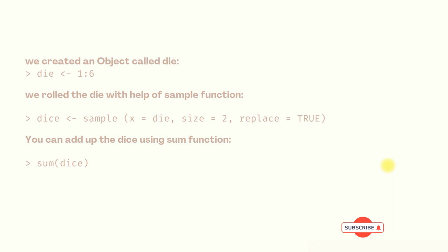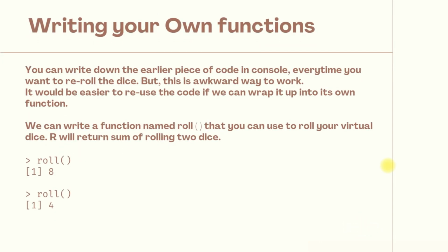So we are going to write a function called roll, and that function we can use to roll the virtual dice. When we finish writing the roll function, it would work like this. Each time we call the roll function, R will return the sum of the two rolled dice.